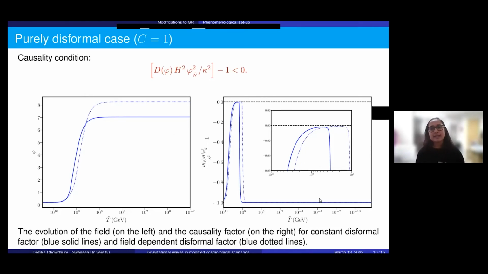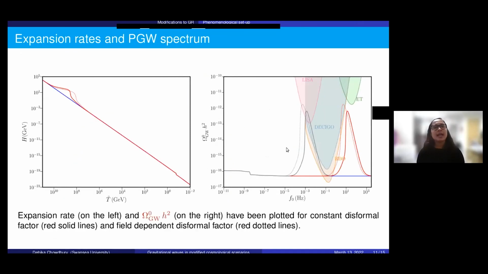And on the right-hand side, I have just shown the causality condition. We have chosen the parameters such that the causality condition is always satisfied throughout the evolution. And now we calculate the expansion rate H, and you see that corresponding to the blue line, which is the GR expansion rate, there is a substantial amplification for both choices of disformal factors. And again, this can be seen in the PGW spectrum on the right, where you can see that both the solid line and the dotted line show amplification.